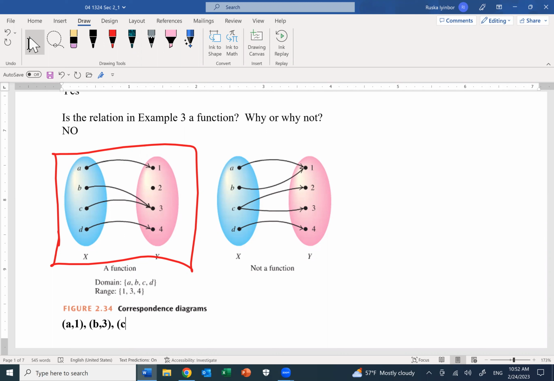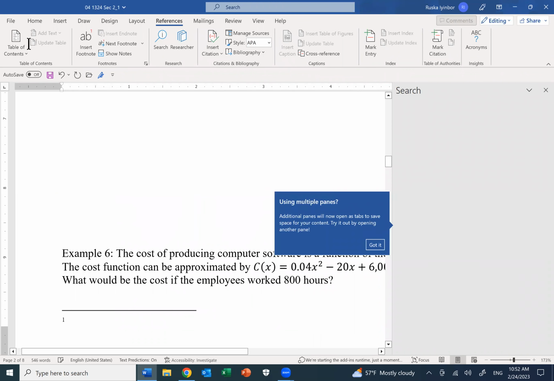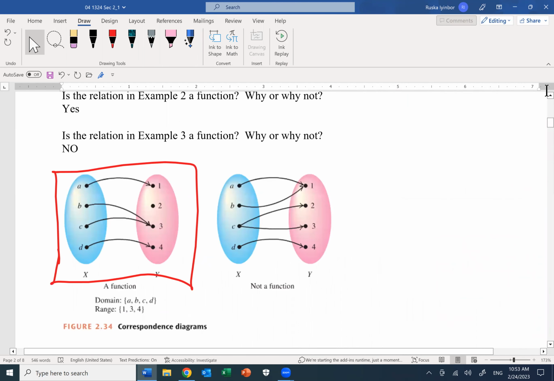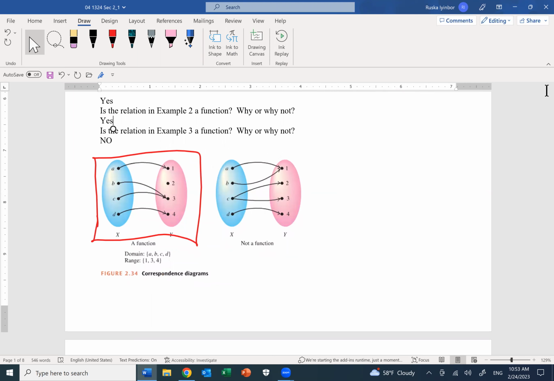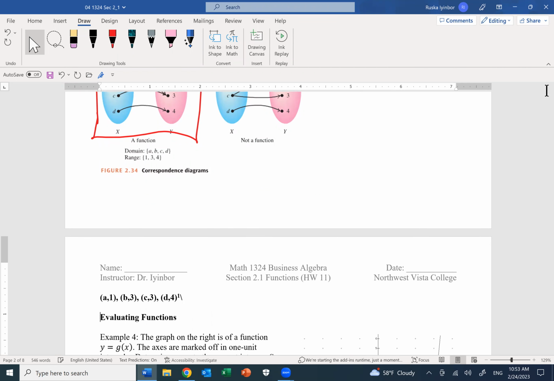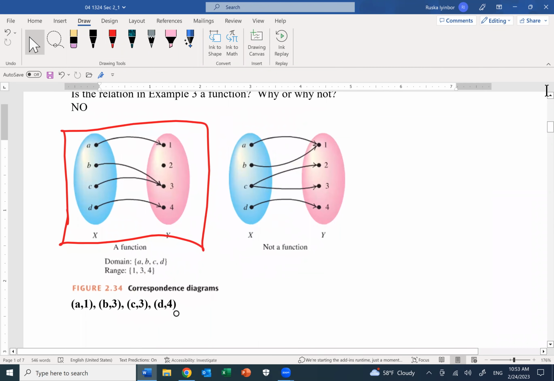So if you list it like this, like coordinates, like pairs, we see that all the elements from the domain, which are A, B, C, and D, all the x's are different. We have A, B, C, D, they're different.